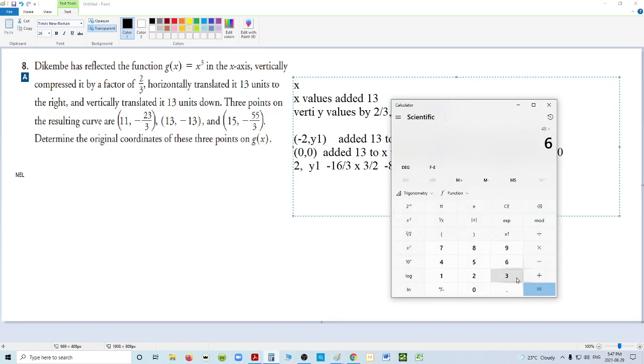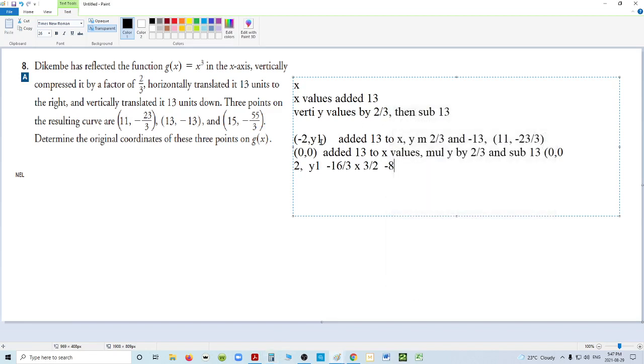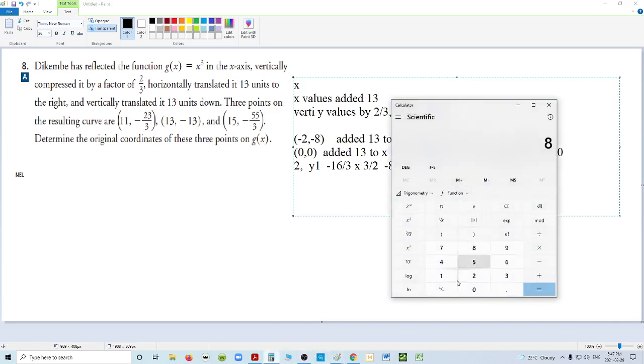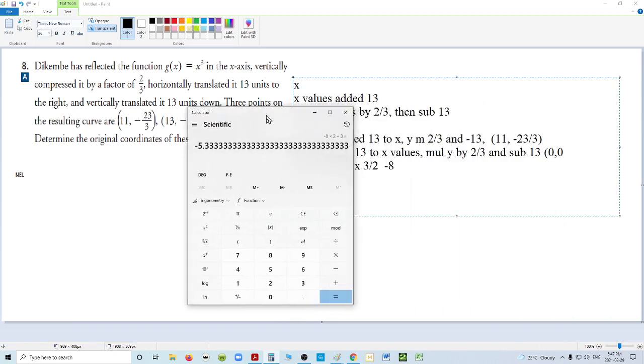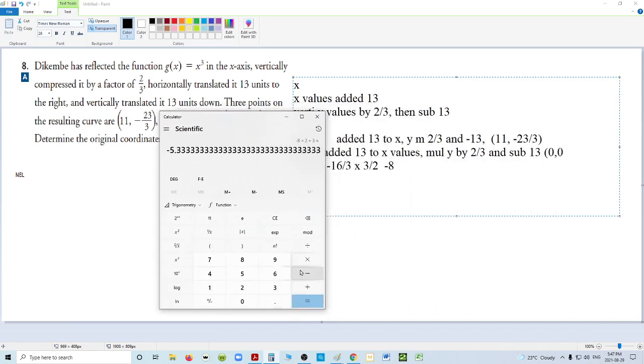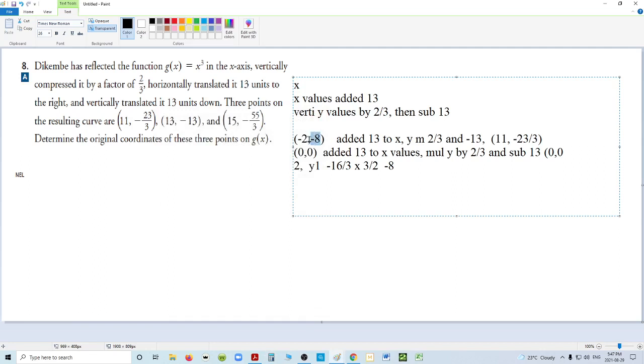All I did was reverse the mathematical order. So I'm claiming it's minus 8. Let's see if that's true. If I take minus 8 and multiply it by 2/3, and then subtract 13, will I end up at negative 18 and a third? Yes, I do. So you can see that I started with minus 8.